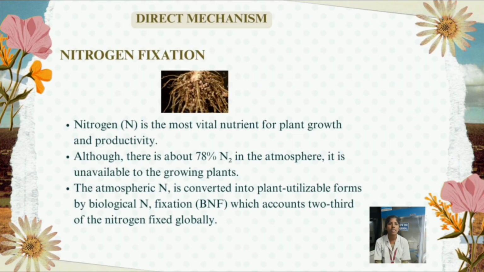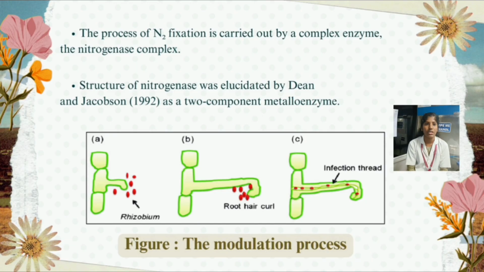Let us discuss the direct mechanism of plant growth promoting rhizobacteria, specifically nitrogen fixation. Nitrogen is one of the most essential nutrients required for plant growth and productivity. Even though our atmosphere contains about 78% nitrogen gas, it is in an inert form and cannot be directly used by plants. Here, biological nitrogen fixation carried out by microbes such as PGPR plays a crucial role. These bacteria convert atmospheric nitrogen into plant-usable forms like ammonia. In fact, biological nitrogen fixation accounts for nearly two-thirds of the total nitrogen fixed globally. The process of nitrogen fixation is carried out by a special enzyme known as the nitrogenase complex.